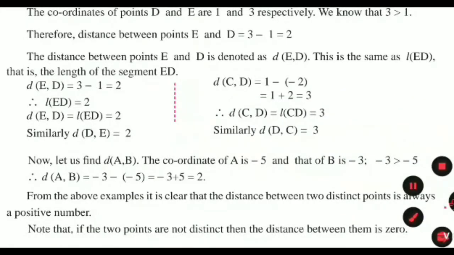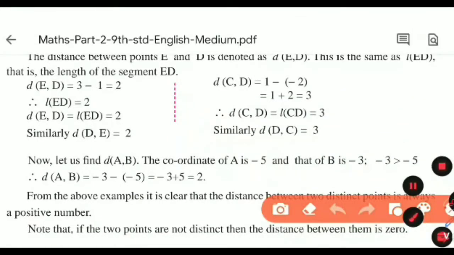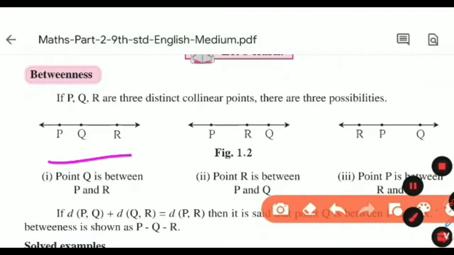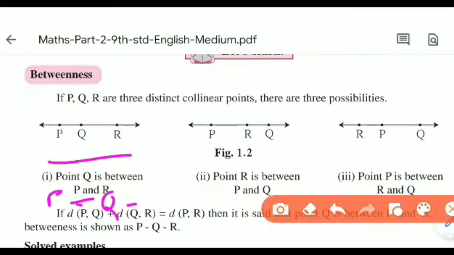What we have to do for that: we have to find the coordinates of the points first of all, and after that we have to subtract the smaller coordinate from the bigger one. Okay, after that we saw betweenness. For the first figure, point Q is in between P and R, so it is P-Q-R. For the next it is P-R-Q, and for the last it is R-P-Q.